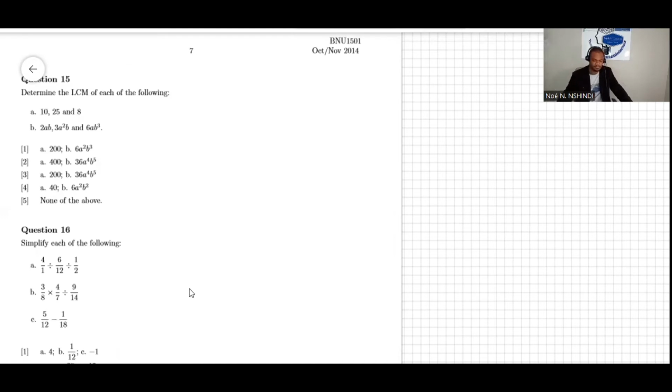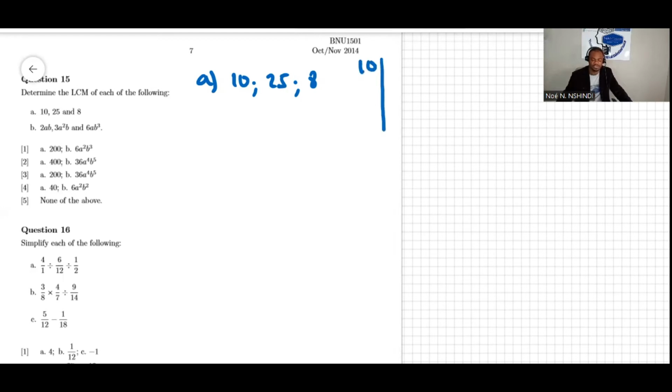We want the LCM of 10, 25, 8. LCM means lowest common multiple. Now we're going to use the factor tree for each of them. So if I take the number 10, for instance, I draw the factor tree. A factor tree will determine the prime numbers.